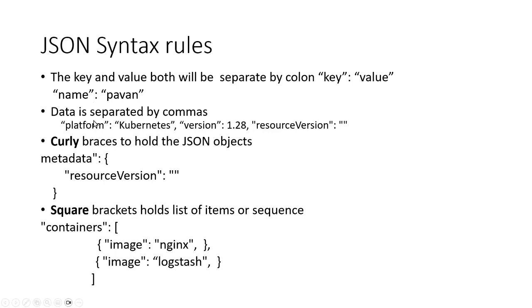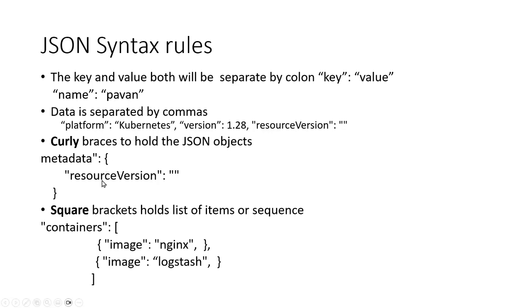The second one is data separation. One element is there, after that another element. Let's say platform is Kubernetes, then the version you want to give, then a comma should separate them. These are all the elements present in one particular array, or it can be an object. Curly braces hold JSON objects. This is metadata, which we have seen a couple of times in the Kubernetes commands.